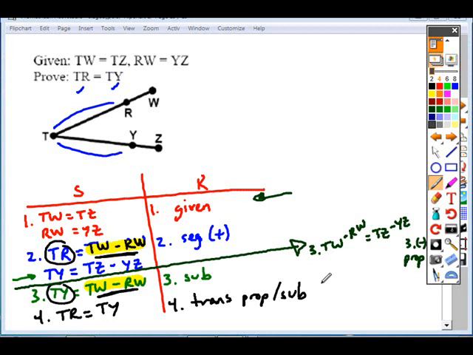Okay, and once you have that statement, if we take this relationship, TW minus RW is equivalent to TR, TZ minus YZ is equivalent to TY, so we can substitute that directly in. So here we can substitute in a TR, and here we can substitute in the equivalent TY. And so by substitution, we have our final statement.